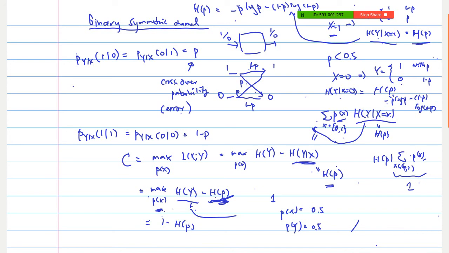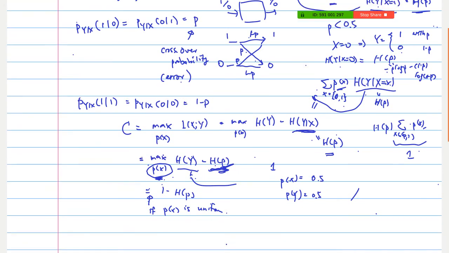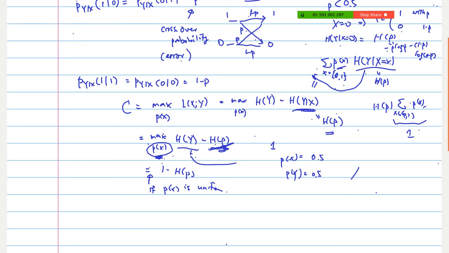You also see that the maximum capacity is reached when p(x) is uniform. If we want the input distribution to be uniform, then we can ensure that we reach the capacity. Basically it's a pretty simple expression, where the channel capacity is more or less like this, with p equal to 0.5 somewhere here.